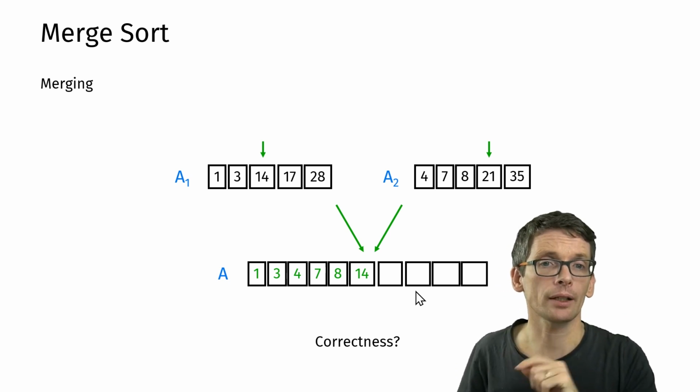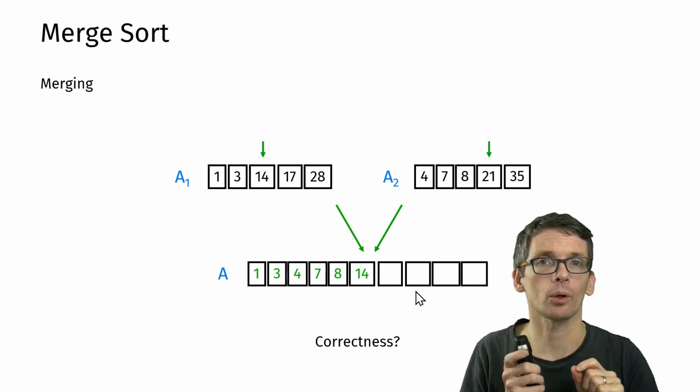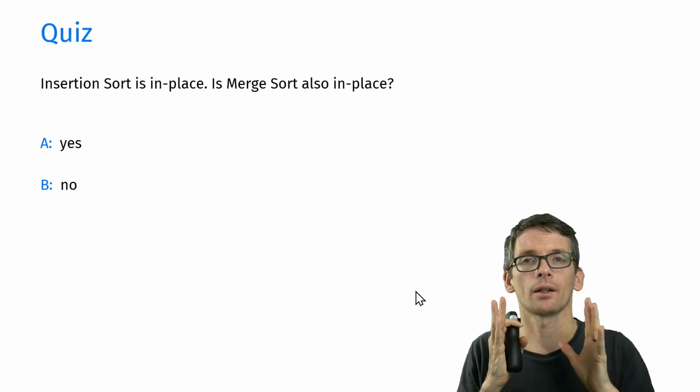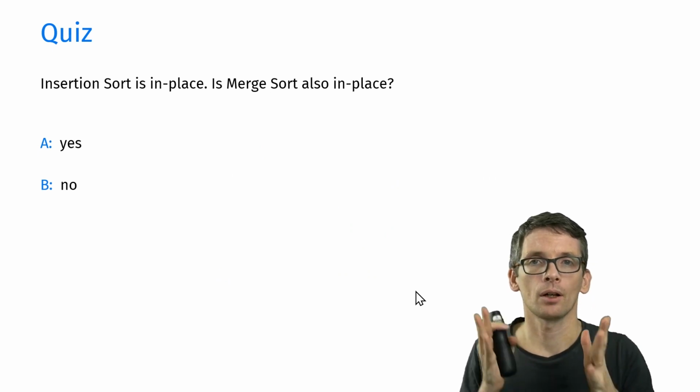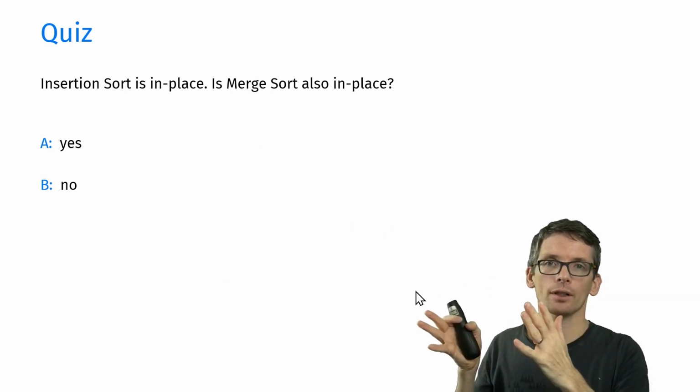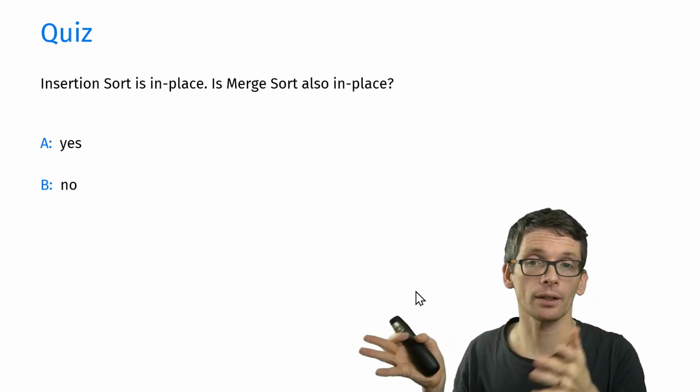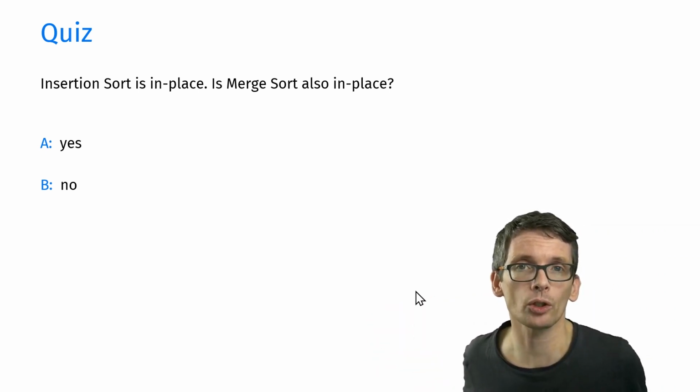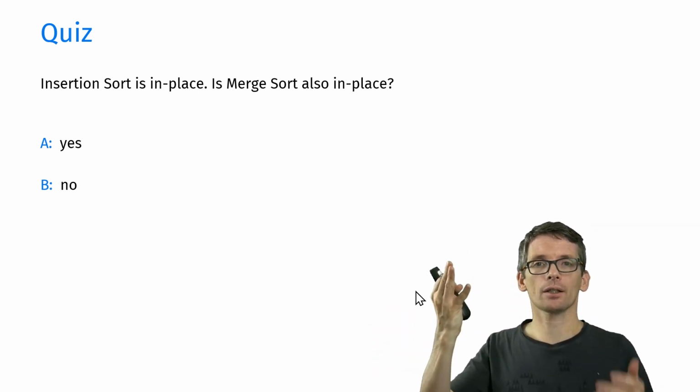Before talking about running time, let's have a small quiz. Very simple. We've seen insertion sort is in place. We've seen selection sort is in place. How about merge sort? Is merge sort in place? Yes or no?